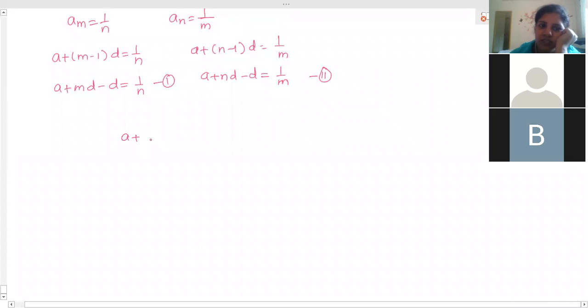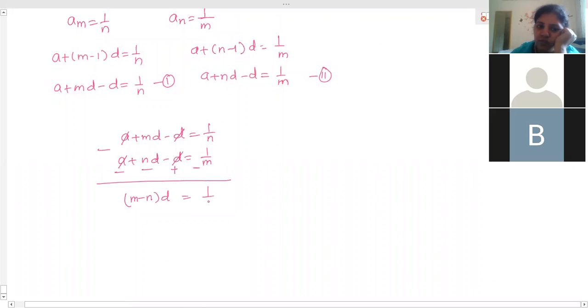So subtract. a plus md minus d is equal to 1 by n and a plus nd minus d is equal to 1 by m. Subtract: minus minus plus. a minus a becomes 0. d minus d plus d becomes 0. So it is md minus nd, that means m minus n into d is equal to, this is also minus, so 1 by n minus 1 by m. We have done the same thing. It was 1 by 7 minus 1 by 9 that we got in that question. Now here also the same thing.